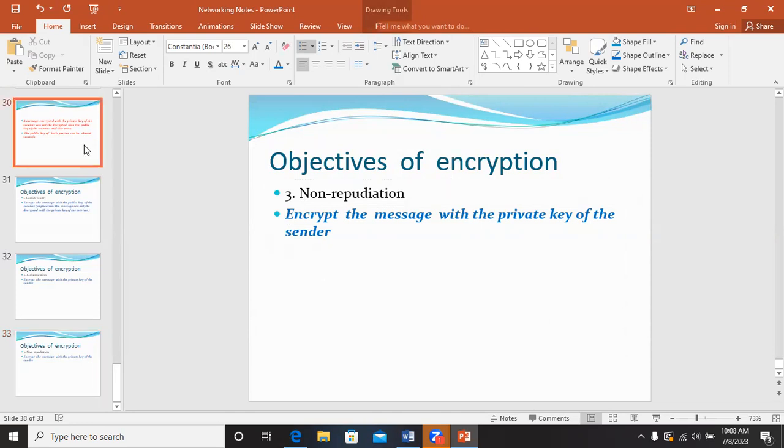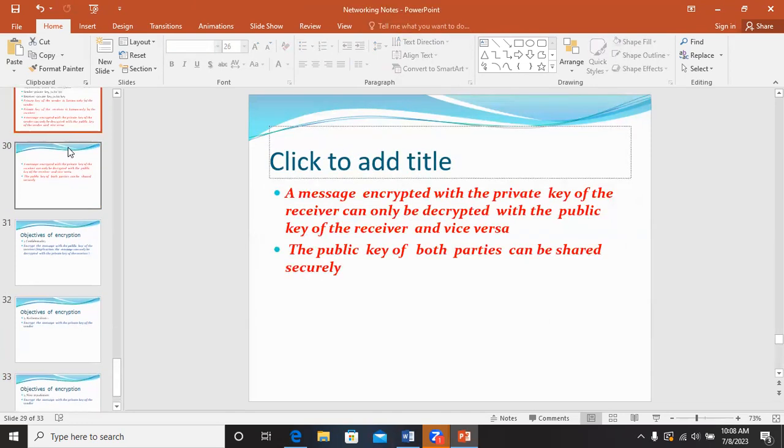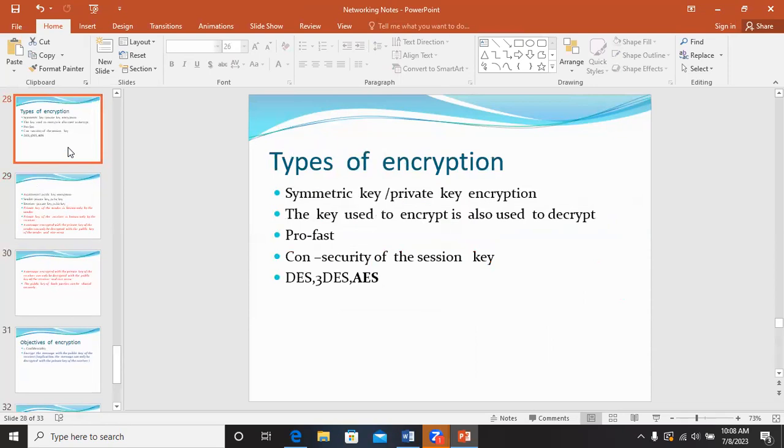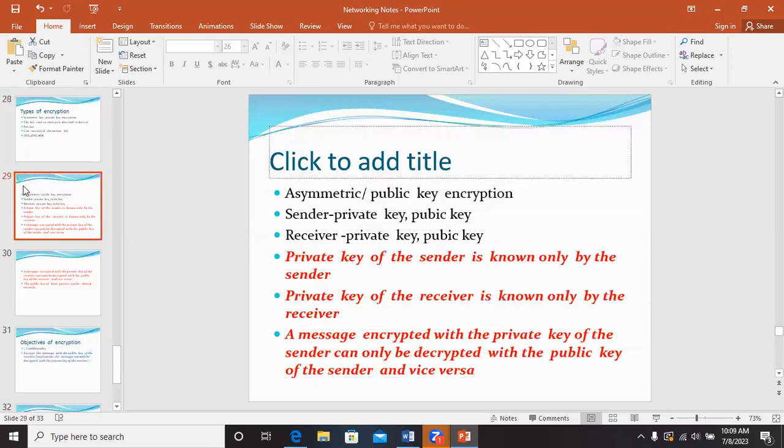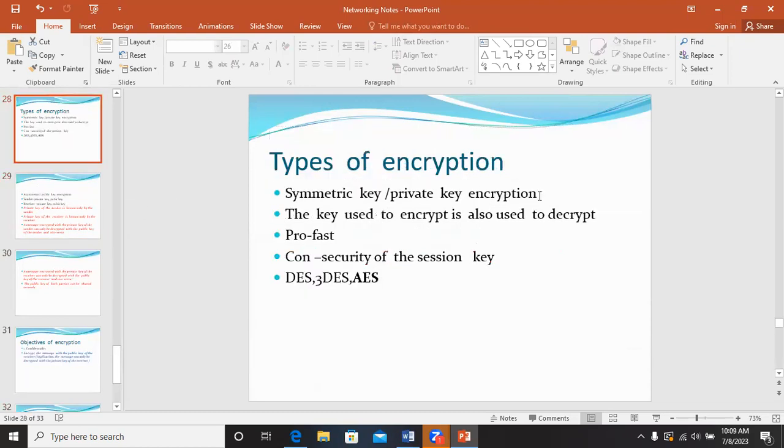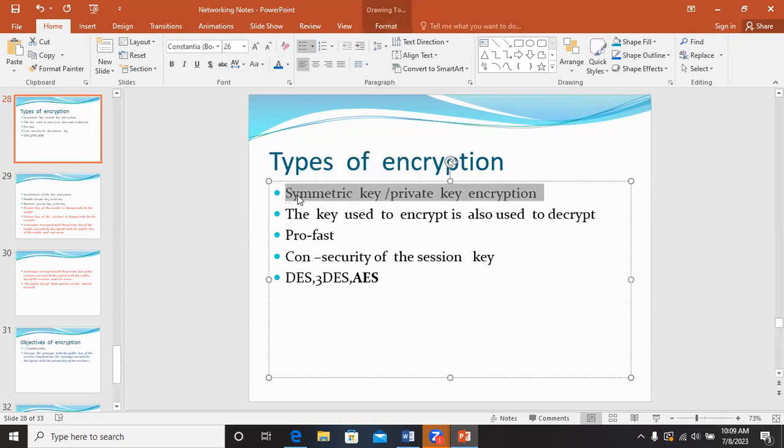So with asymmetric encryption or public key cryptography, we have symmetric as a type of encryption. Number one type of encryption is symmetric or private key. The session key used to encrypt is the same session key used to decrypt. It's fast, right? But the challenge is how do I get the key across in such a way that it won't be compromised?